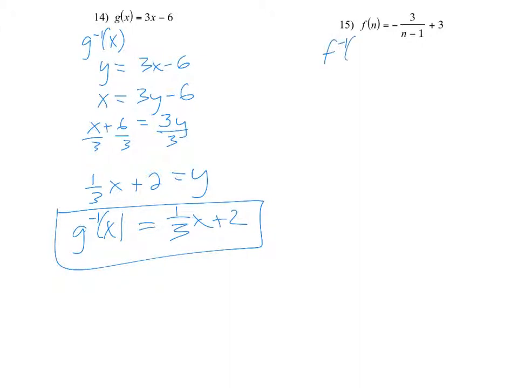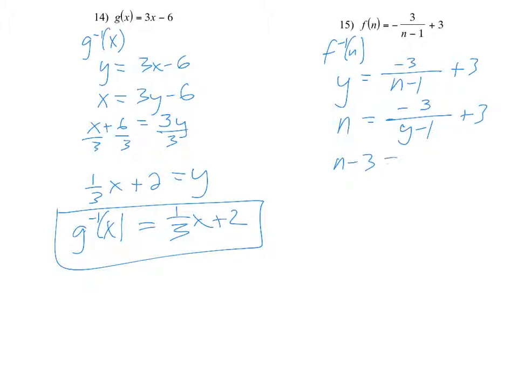For this one, same idea. We're getting f inverse of n. So replace f of n with y, which is equal to negative 3 over n minus 1, plus 3. I'm just going to put the negative up there so don't forget about it. Switch n and y. N goes here: negative 3 over y minus 1, plus 3. Subtract 3 from both sides. N minus 3 equals negative 3 over y minus 1.